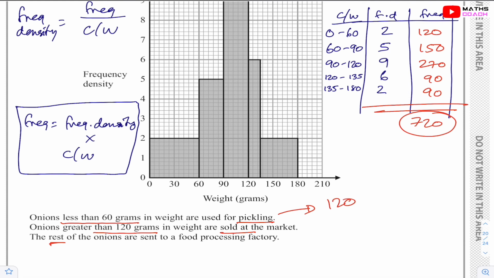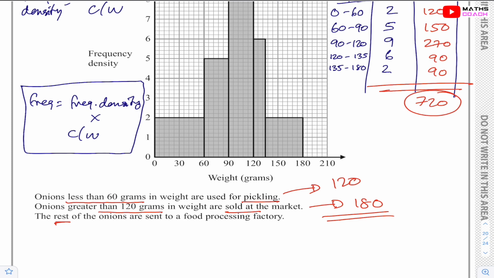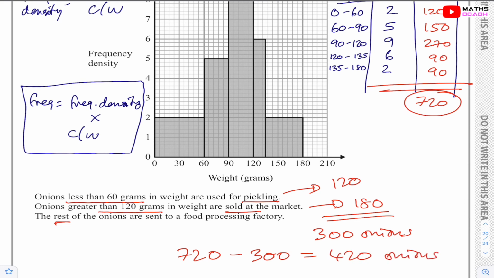Onions that are greater than 120 grams are sold at the market. So 120 grams and above are all of those. So that's 90 plus 90. So therefore, that gives us 180 onions that are sold at the market. What's the leftover? So if you add 120 and 180, you get 300 onions. So the leftover is going to be from 720. So 720 minus 300 gives us 420 onions. And these are the rest, which are sent to the food processing factory.